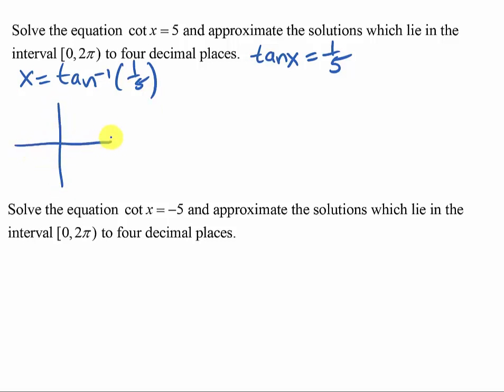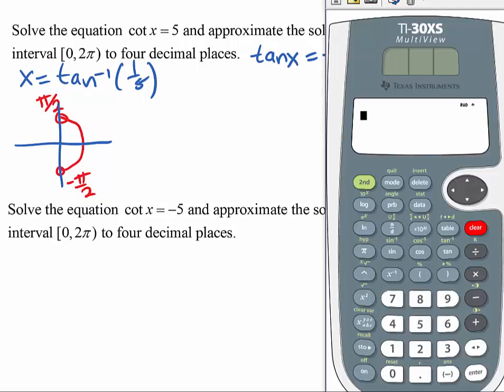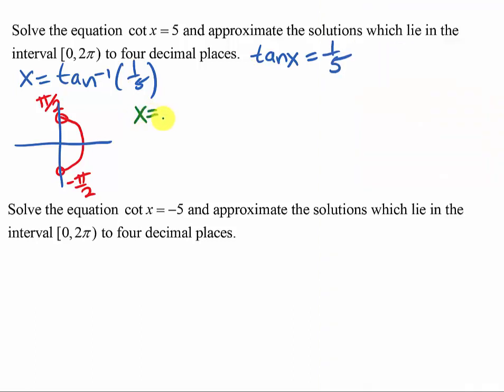Let's just refresh what's going to happen when we use the calculator. It's going to give us an angle between negative pi halves and pi halves, and of course we're not including the endpoints, they're undefined values for this. So let's use the calculator. We're in radians. We do inverse tangent of 1 divided by 5, and it looks like that is 0.1974. So our first answer is x equals 0.1974 rounded to 4 decimal places.